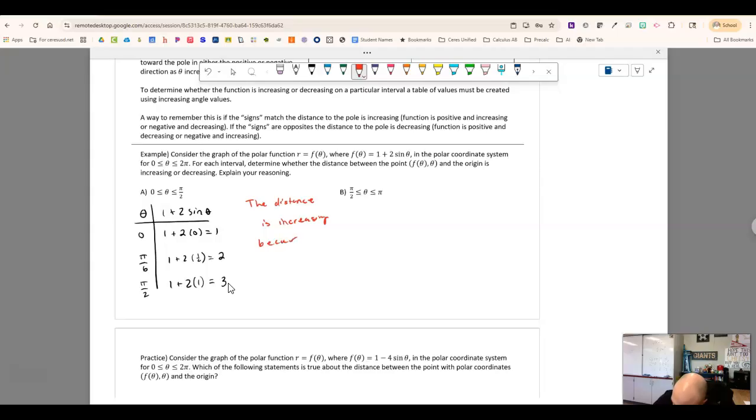Because the radius is positive and increasing.